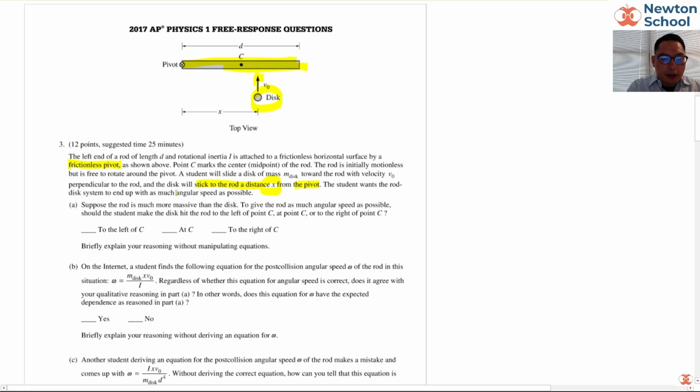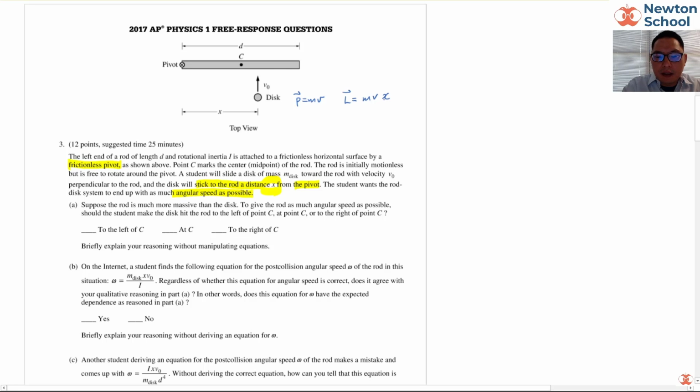Now you want to make as much angular speed as possible. So let's see what's going on first. There are actually like 3 steps. First, this one has momentum. You can say it has linear momentum of mv or angular momentum of mvx.